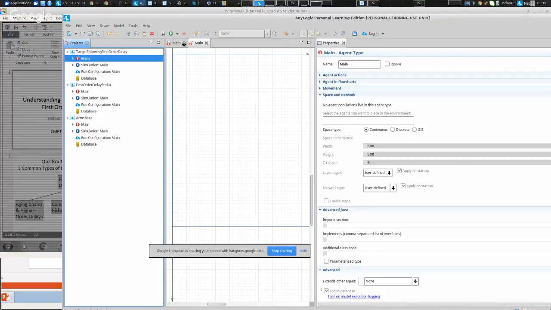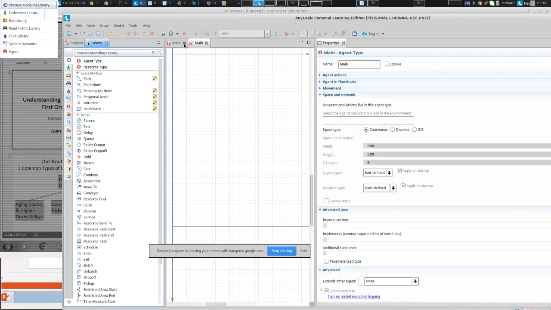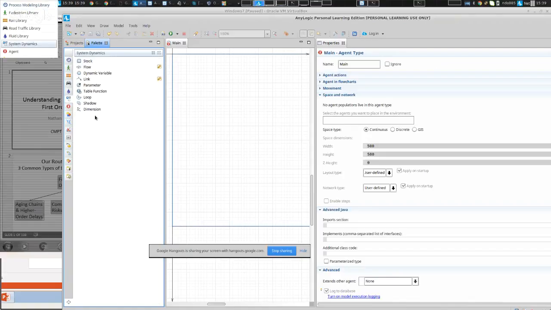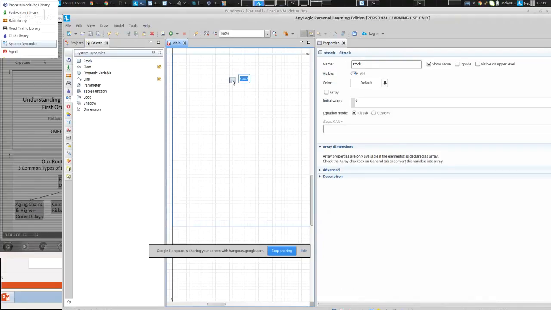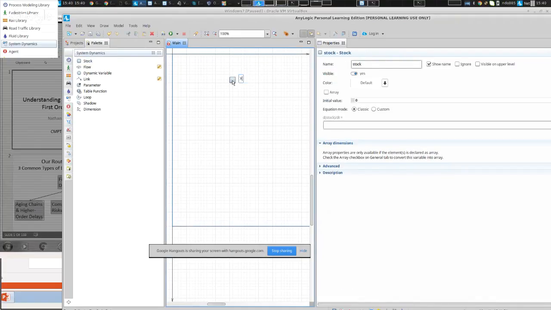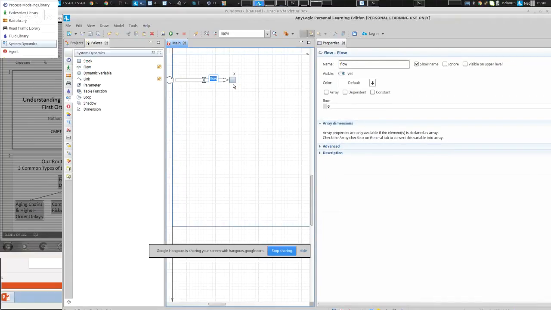Okay. So we just created this model, and now we will drag into the model from this palette a stock, and we will call the stock X, sure. And now we will drag in a flow, and that flow will flow into X, okay? This is going to be called adjustment, okay?